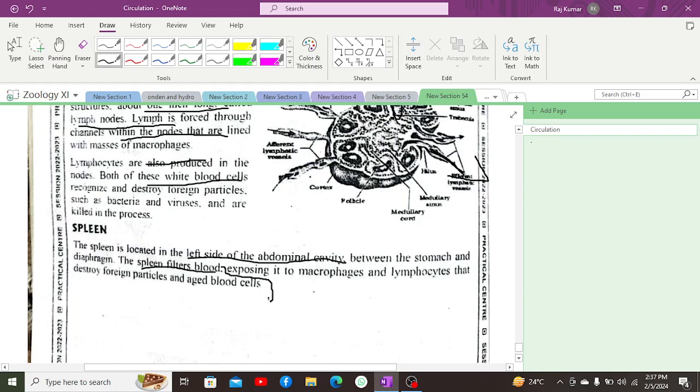Another MCQ point: during fetal development, the spleen is responsible for the production of RBCs, and the spleen is responsible for filtering the blood. Spleen and liver are collectively known as the blood filters of the body, exposing blood to macrophages and lymphocytes that destroy foreign particles and aged blood cells.